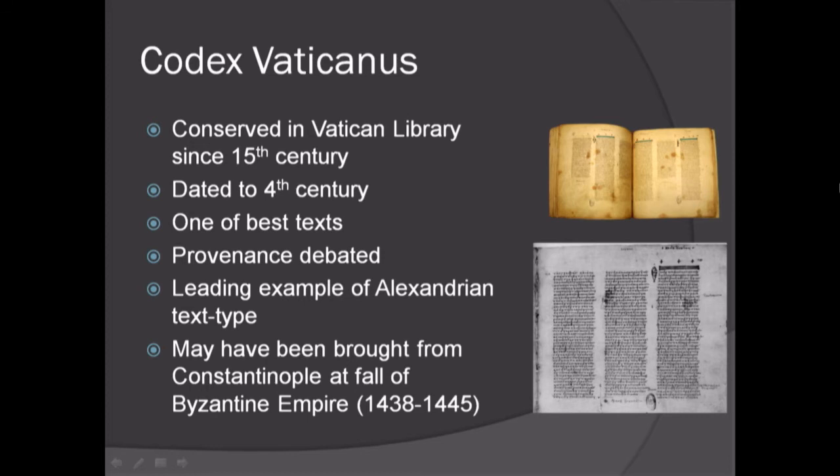Codex Vaticanus is in the Vatican Library since the 15th century, and it's also dated to the 4th century, and it is one of the best texts. Its provenance is debated. Provenance means where and when it was composed. It is a leading example of the Alexandrian text type. So whenever you see Alexandrian, Alexandrian means good. It may have been brought from Constantinople at the fall of the Byzantine Empire, as they were retreating from Byzantium.